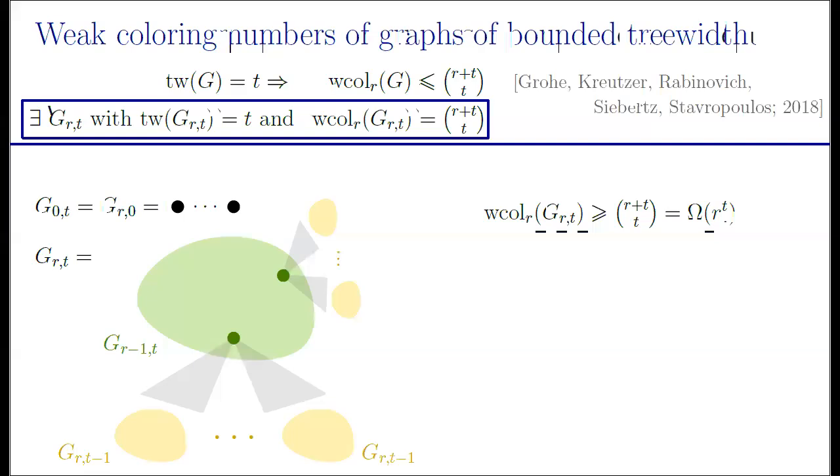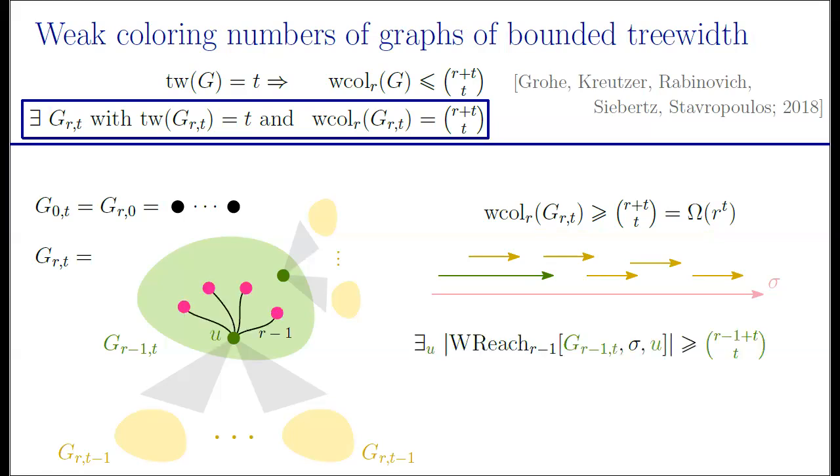And we claim that our weak coloring number is at least r plus t choose t. Okay, we also should justify why treewidth is exactly t, but this I will not do, but it's not hard. It's really not hard. So how do we prove this lower bound here? Say that we have some ordering of the vertices, and we want to show that there is a vertex that weakly r-reaches a lot of stuff. So the green stuff and yellow stuff is somewhere in this ordering.